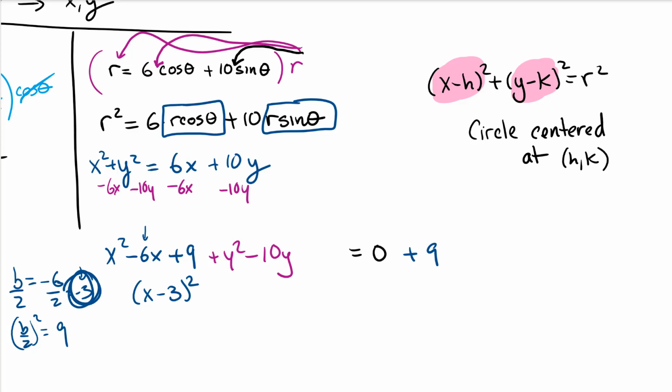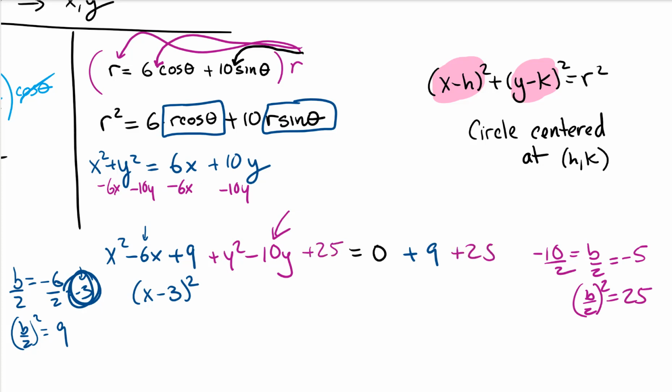Okay, let's do it again on this one, on y's, and what's in purple. So we find our b. That's -10. We cut it in half. That's -5. And now we square it. But make note of that, -5. That's 25. So we're going to add 25 to both sides of the equation. Cool. So this becomes y minus 5 all squared is equal to 9 plus 25. That's 34.